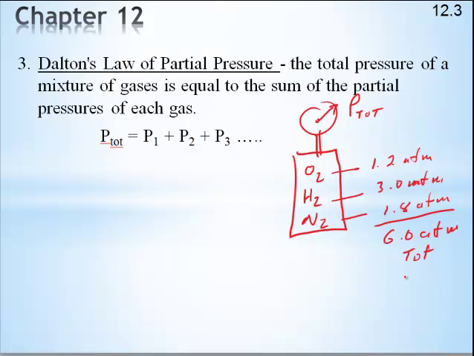Not too bad, right? Probably your most favorite formula of this whole course. Now, how can we make this a little more challenging? Well, I could say, hey, a cylinder has a total of 10 atmospheres, and hydrogen has a pressure of 2 atmospheres, and nitrogen has a pressure of 5 atmospheres. What would be the pressure of O2? All right, and so there we would actually have to subtract, and so we would get 2 plus 5 is 7, 10 minus 7. We would get 3 atmospheres is O2.